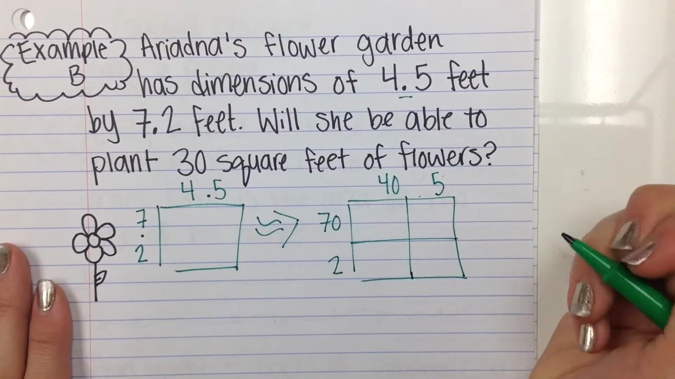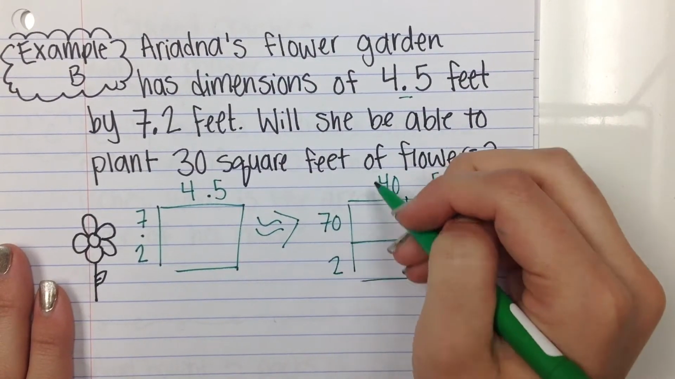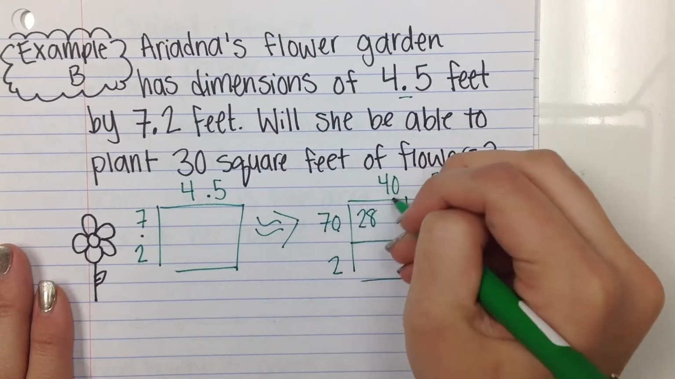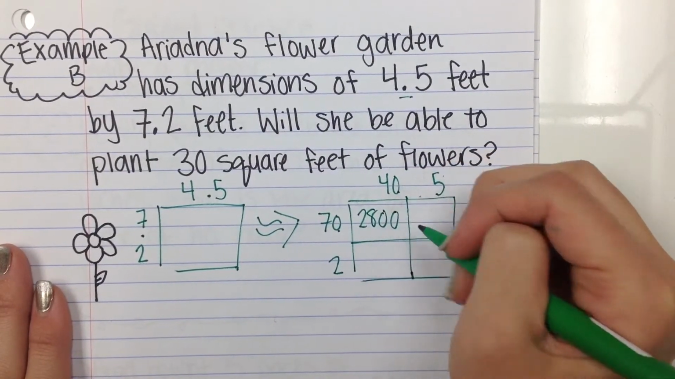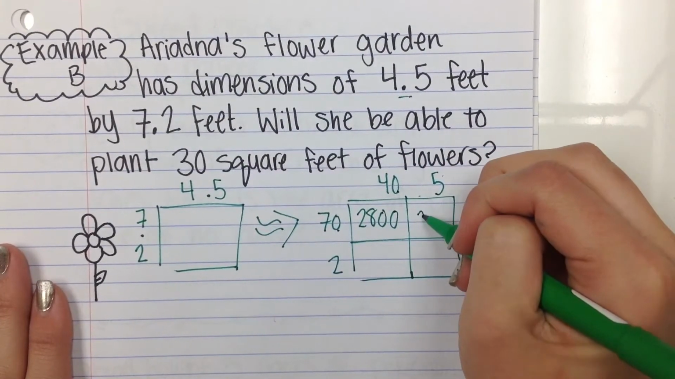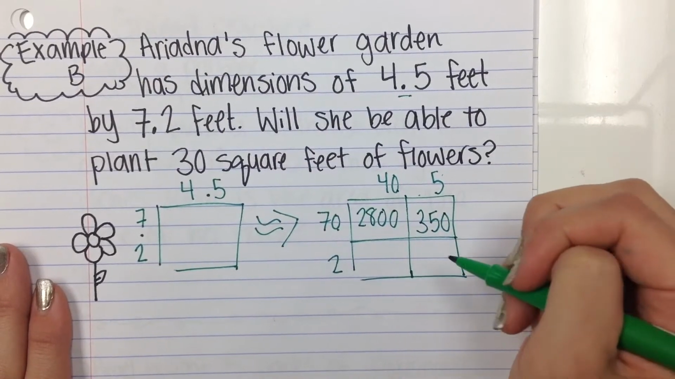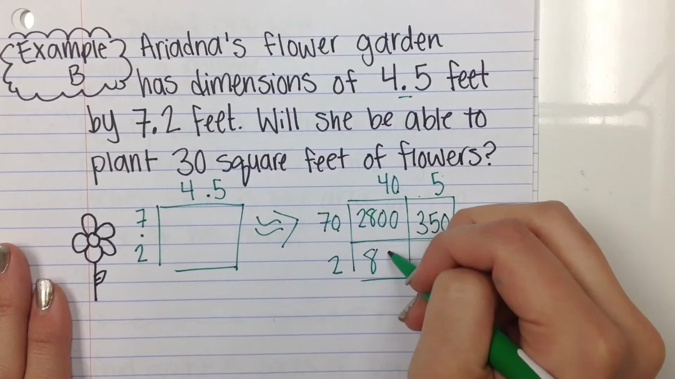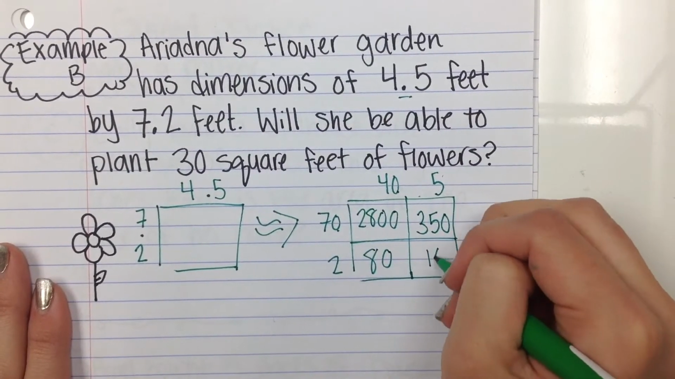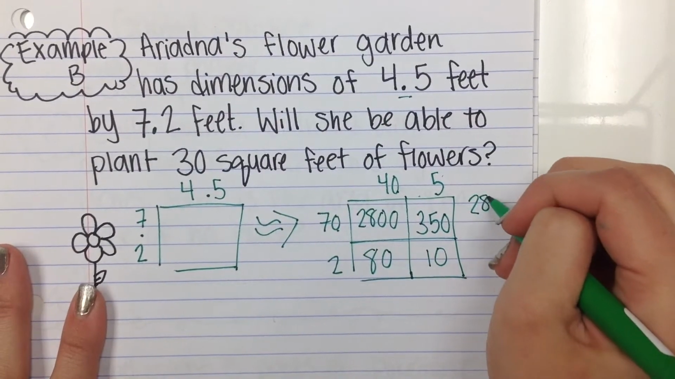It's a 2 by 2 problem. 7 times 4 is 28, and I have 2 zeros. 7 times 5 is 35, and I have 1 zero. 2 times 4 is 8, 1 zero. 2 times 5 is 10. And I'm going to come over here to add.